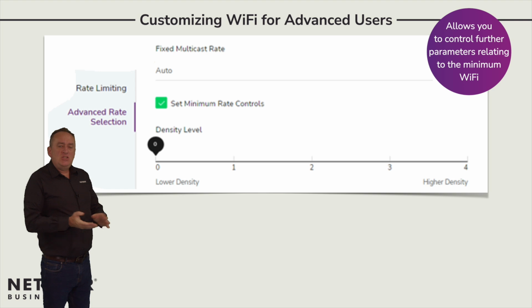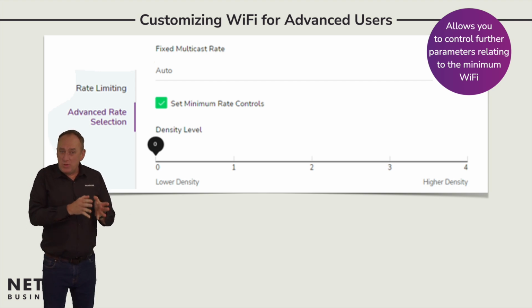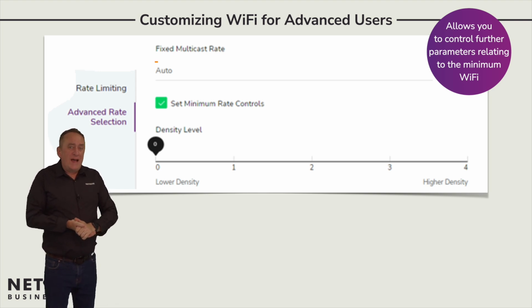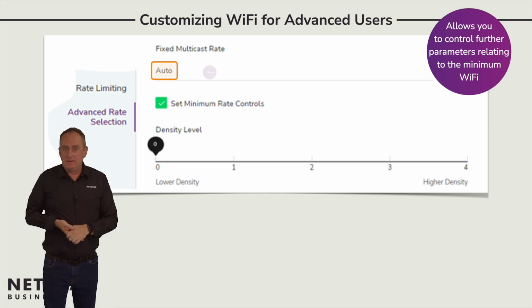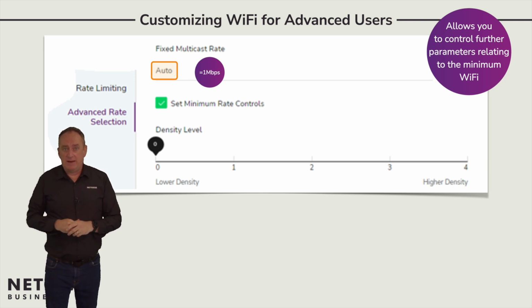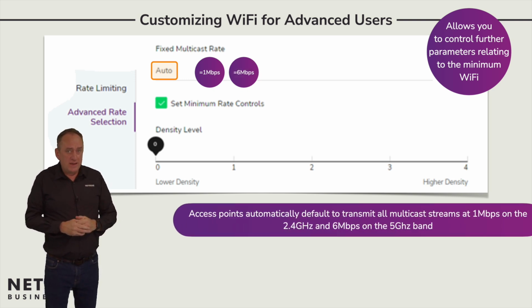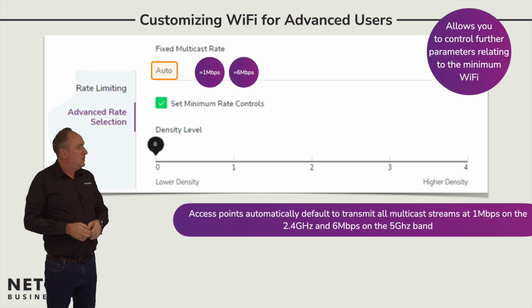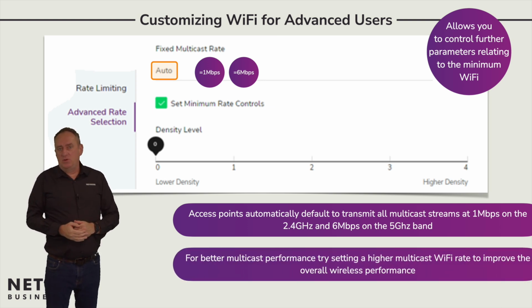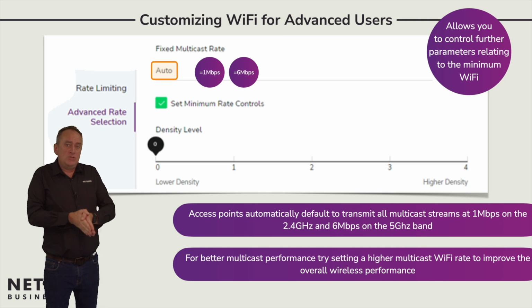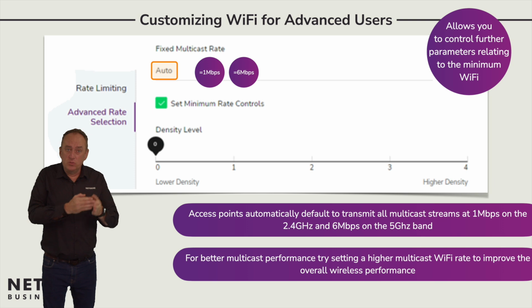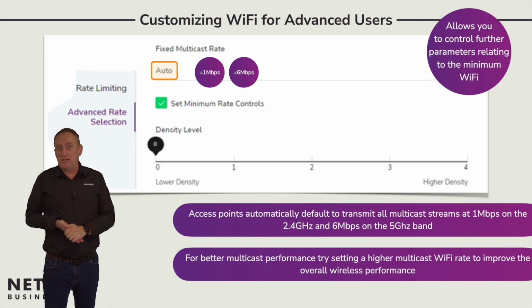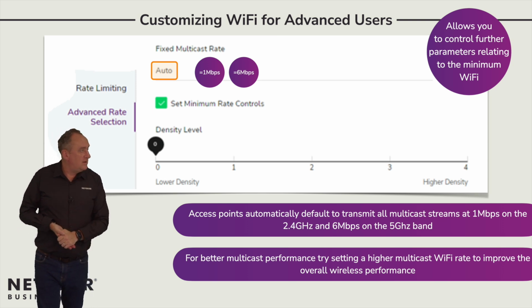If you're using IGMP for multicast streams, Internet Group Management Protocol, your access point defaults to automatically transmitting all multicast frames at 1 megabit per second on the 2.4 gigahertz band, and 6 megabits per second on the 5 gigahertz band. However, for better multicast performance, you can try setting a higher multicast Wi-Fi rate to improve the overall wireless performance, therefore reducing the amount of airtime used for multicast frames, and that leaves more airtime for other data.